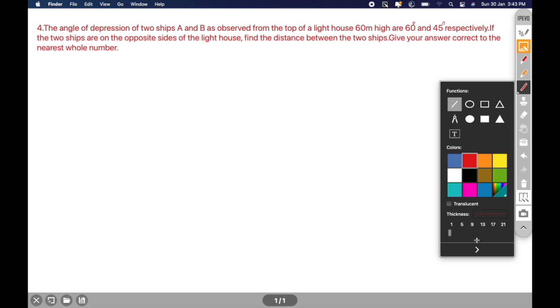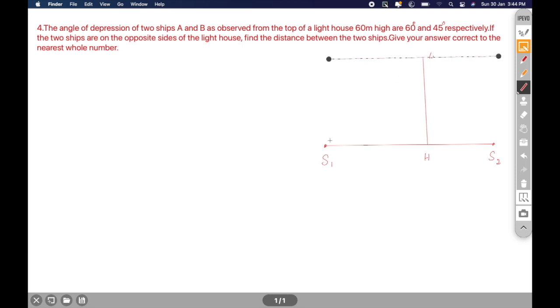So you have a lighthouse which is 60 meter high, and you have the sea level. So this is the sea level, this is the lighthouse, and there are two ships on two different sides of the lighthouse. Suppose this is the lighthouse. S1 and S2 are the two ships, and the angle of depression of the two ships as observed from the top of the lighthouse. So we need a horizontal line passing through L, right?